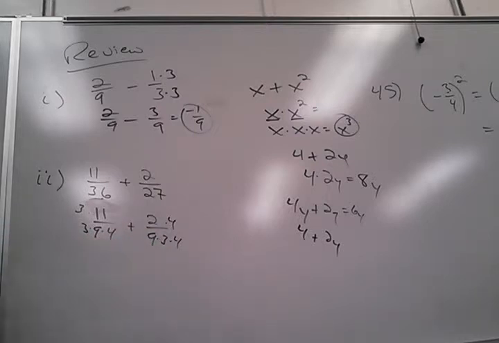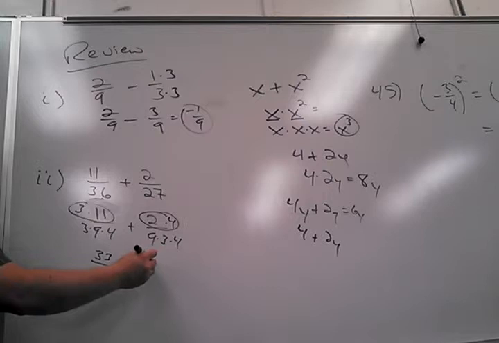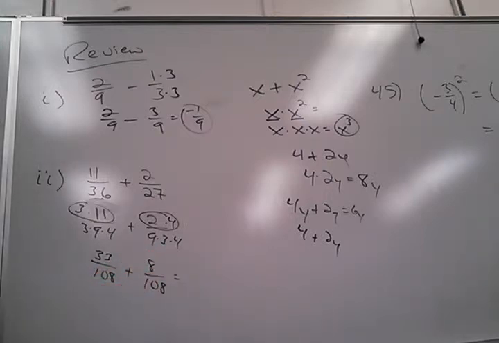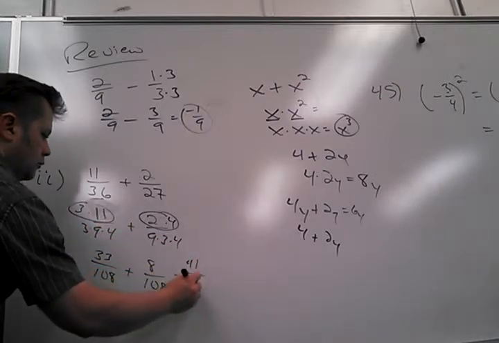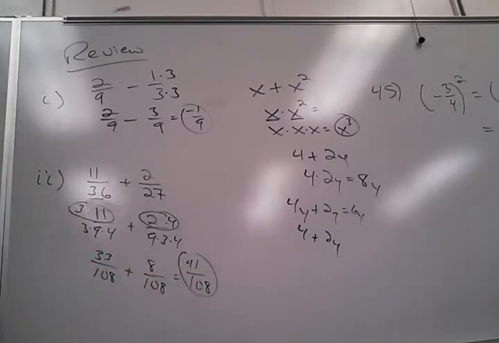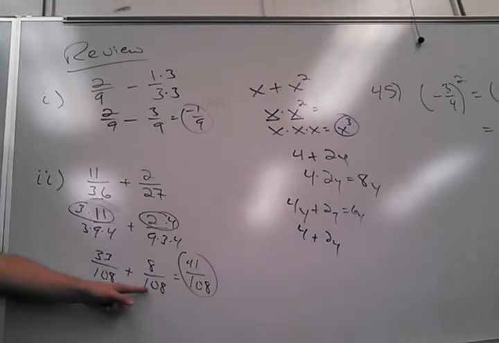108. So I get what over 108? I get 33 over 108 plus 8 over 108. 41 over 108. Just add them up. 33 of these plus 8 of these is 41 of these. Yes, sir. 9 times 12 is 108. Cool. That's where we got that from. And now I'm allowed to add them because they're both the same on the bottom.